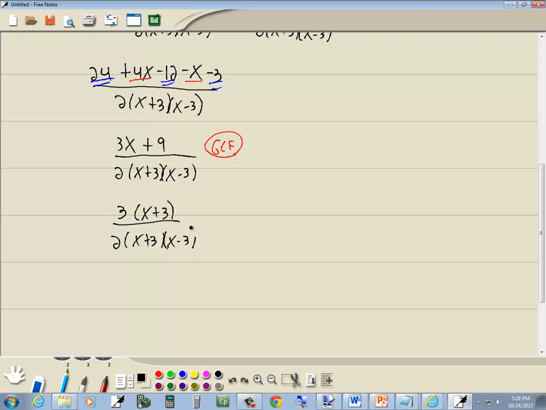Now our next step says to cancel. If you have the same item on top and the same item on the bottom, you can cancel them. Here's x plus 3, here's x plus 3. So those are going to cancel. And we get 3 over 2 times x minus 3. And that's our answer.